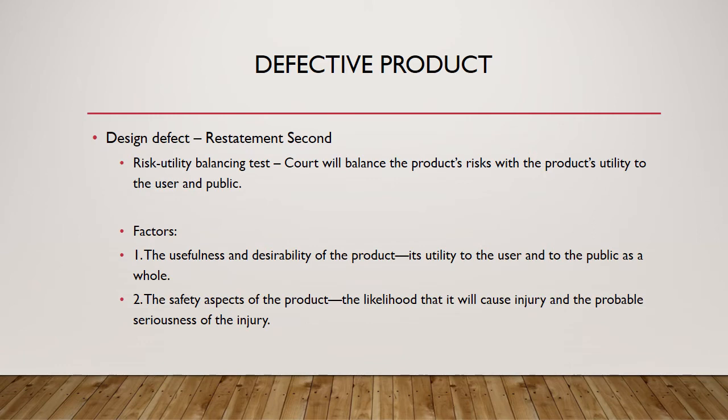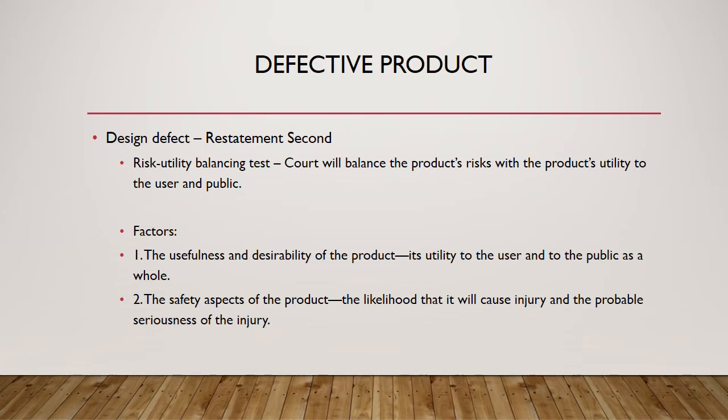But on this Restatement Second approach, they use what is known as a risk utility balancing test. And this is where a court will balance the product's risk with the product's utility to the user and public. So it's basically a risk benefit type analysis. And there are a number of factors that are used. Obviously, when the court takes these in, you want the risk of the product to be outweighed by the utility of the product. The value, the benefit to the user and the public needs to outweigh the risks of the product, because if the product is more risky than the benefits it provides, then there's no real reason to use the product.